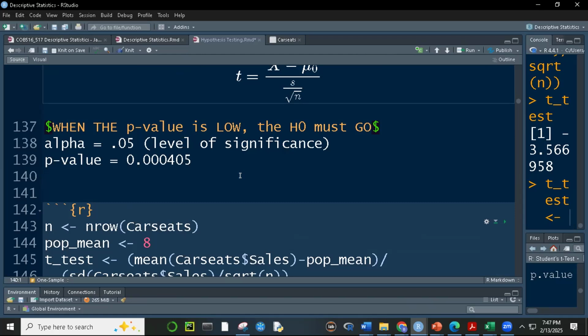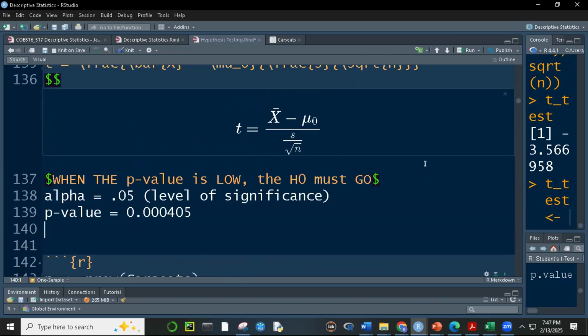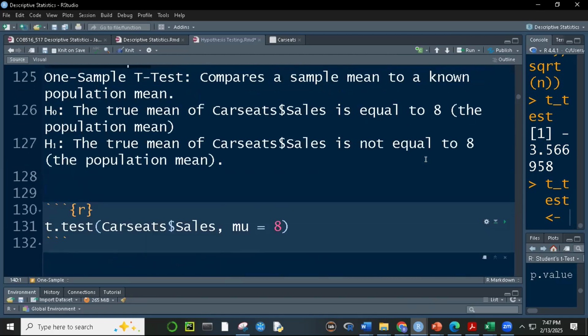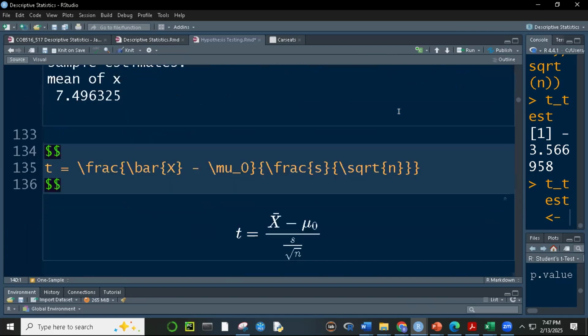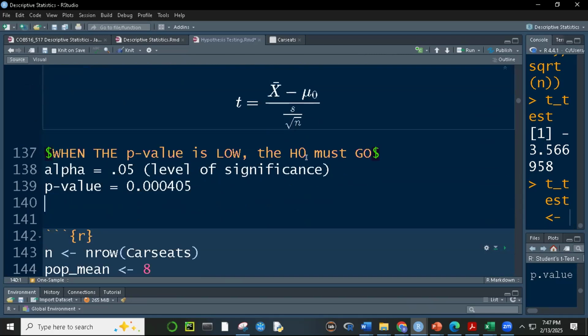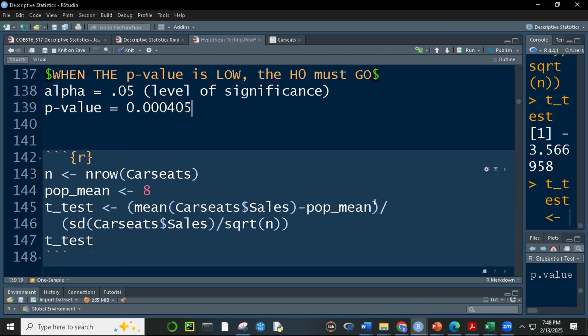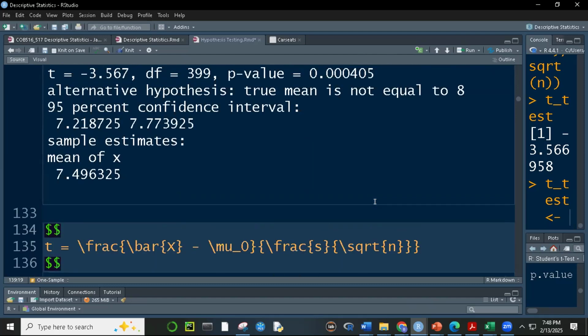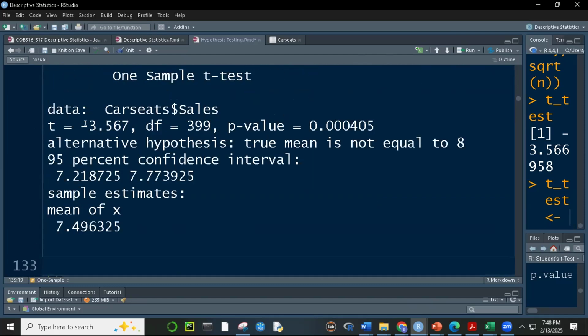The null must go. So what's the null? The null is that the sample mean is equal to the population mean. It's equal to 8. So the null must go, class, means we're going to reject this. We reject the null hypothesis that the sample mean is equal to 8, which is the population mean. So that's our inference there. We have statistical reason to believe that the sample mean is not equal to 8. In fact, it's lower than 8 because of the negative t stat here.